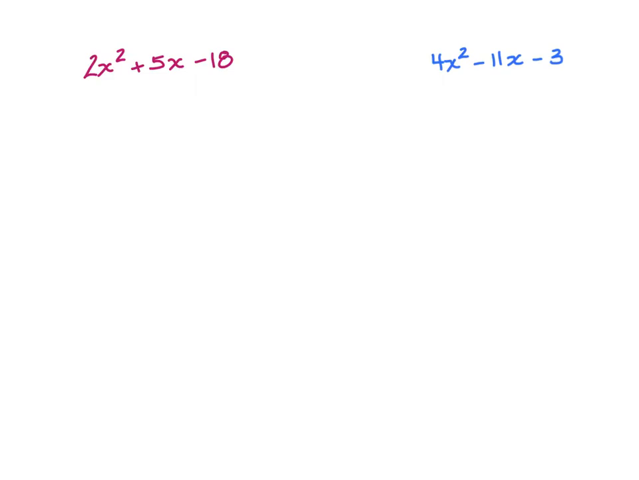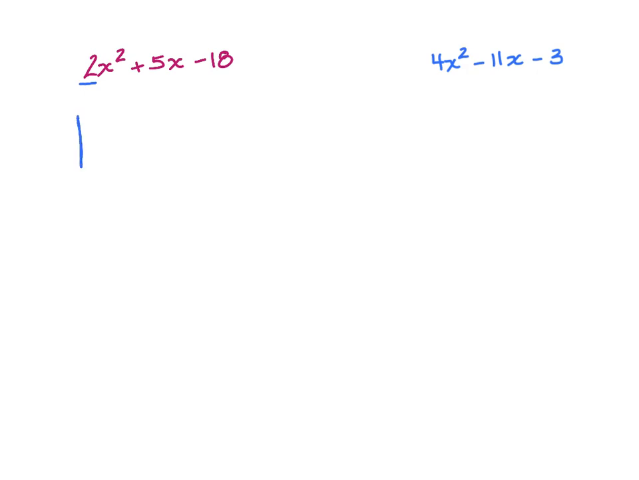So Abriana, here are a couple more examples like number 14. The first one, 2x squared plus 5x minus 18. Notice there's a 2 in front of the x squared. So I am going to use a Punnett square for this.